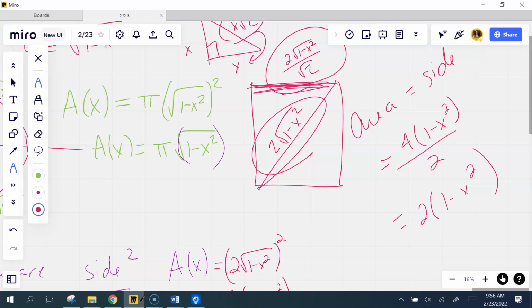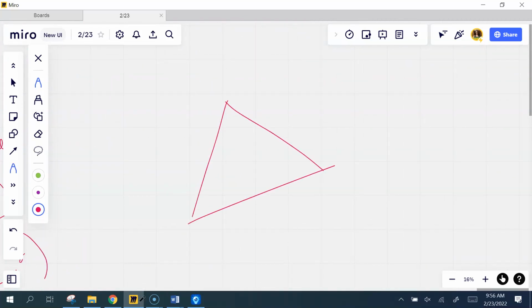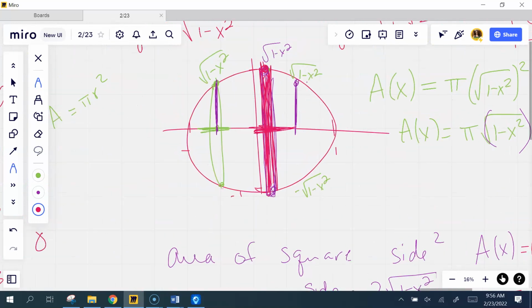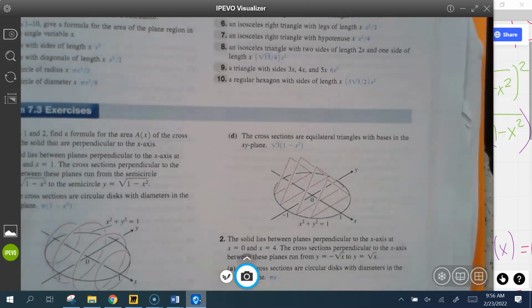If the cross sections are equilateral triangles, this is D. This bottom is now what sits here. We've already found that length, right? Look at it. The bottom of the triangle is what sits there, the base.